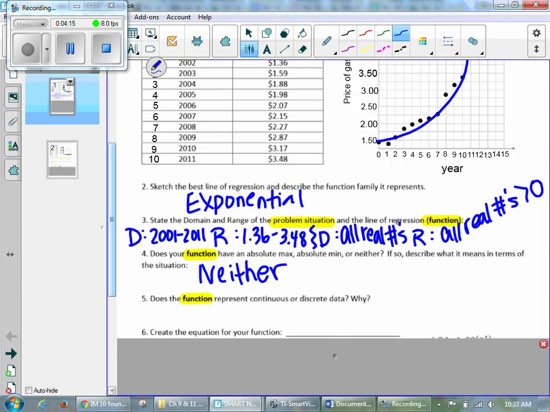Number 5 says, does the function represent continuous or discrete data, and why? If you remember, continuous data can be any data value, including decimals. Discrete data is only certain numbers or whole numbers. It cannot be a decimal. So, for example, if you were selling t-shirts, you can't sell half a t-shirt, so that would be an example of discrete data. Because the price of a gallon of gas can be any price, 0.17, 0.15, $2.02, this would be an example of continuous data.